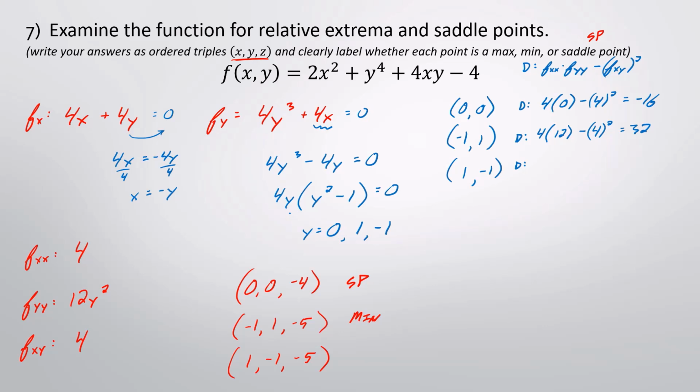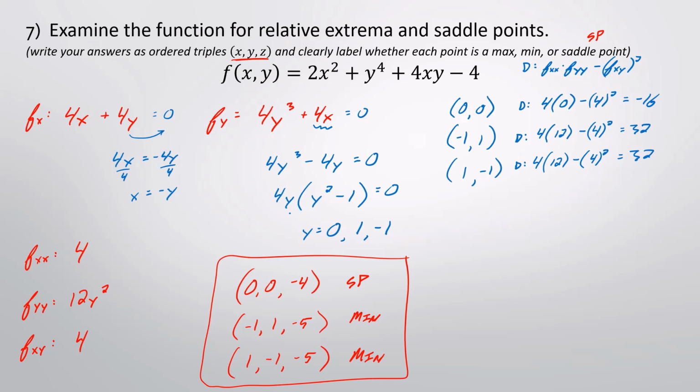So I'm going to guess it's probably going to do the same thing for this last one, but let's just double check I in fact don't get 0 for the d value. With it being 1 and -1, I feel like we're probably going to get the same numbers. So let's try it out. I got 4 as my fxx at that point. 12 times -1 squared, well, -1 squared is +1 times 12 is 12 again, minus the fxy, which is 4 still, squared. So notice again, same number, so I get 32. So this one also happens to be a minimum. So the final answer here would be these three statements. The first point at 0, 0, -4 is a saddle point, -1, 1, -5 is a min, and +1, -1, -5 is also a min.